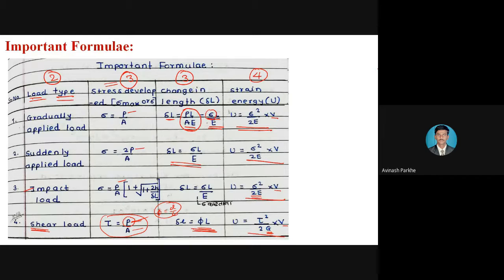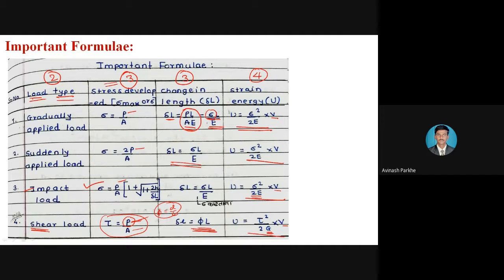Derivation number one is related to the stress due to the gradually applied load, in which we derived the formula sigma equal to P upon A. The second derivation is the stress due to suddenly applied load, that is sigma equal to 2P upon A. The third derivation is related to the stress due to impact, with the formula sigma equal to P upon A into bracket 1 plus square root of 1 plus 2H upon delta L. So these three derivations we derived in the last lecture.